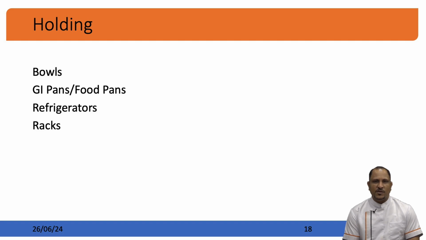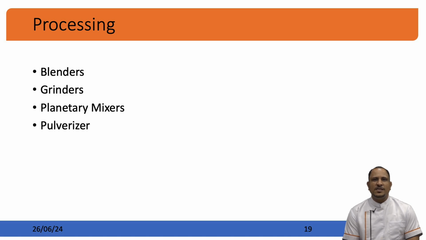Moving on from holding to processing equipments, these are the equipments which are used to process raw material into cooked food, or raw material into processed food that can be used for cooking a dish. So these equipments include blenders, grinders, planetary mixers and pulverizers, which are used to process raw material to the next stage, which can be a cooked food or which can further be used to cook the food.